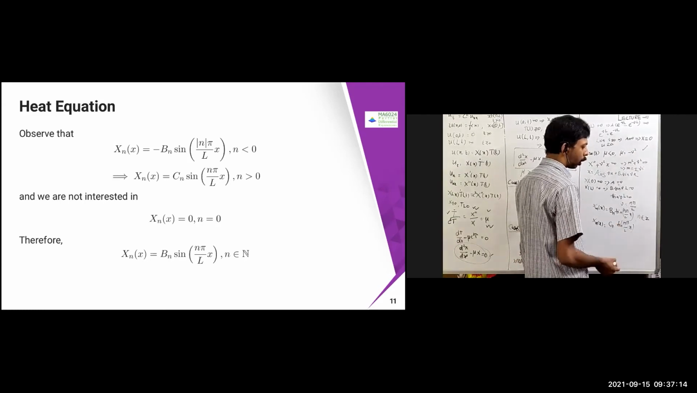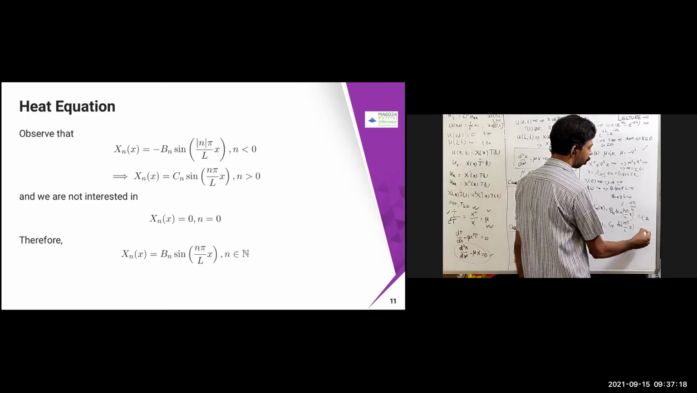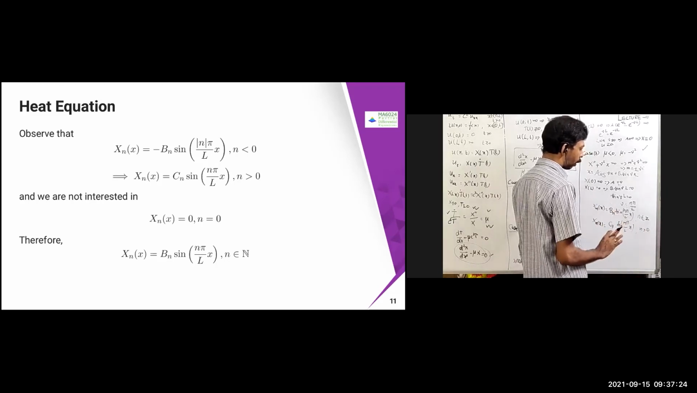Therefore, I'm just going to take n greater than 0. Okay, n greater than 0 only I'm going to take. So next one.